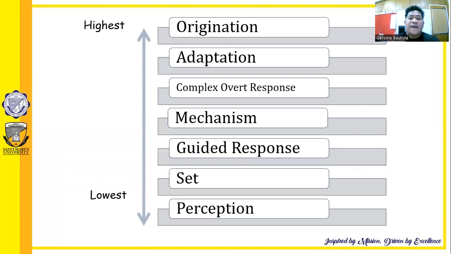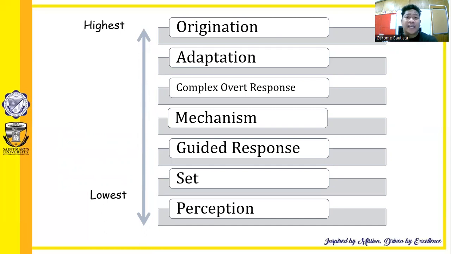Now, we have actually more than three levels. We have here seven levels, and the lowest form is perception. It's based on senses, the development of the senses of the students. I will leave this to you as an assignment, okay? Since the psychomotor domain is not much related to accounting education, as I have emphasized about the development of motor skills, physical body and movement.